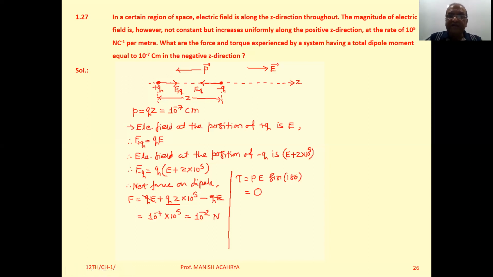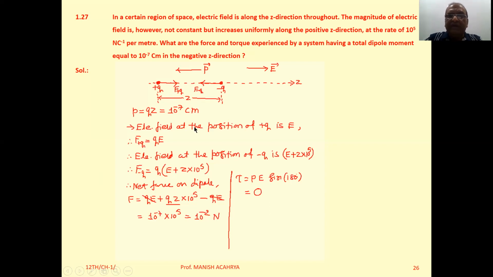So the electric field at the position of minus Q we can write as the field at the position of plus Q, E, plus the increase in distance Z, that is Z into 10 raised to 5. So the total is E plus Z into 10 raised to 5. Now the force on minus Q is equal to Q into E plus Z into 10 raised to 5.